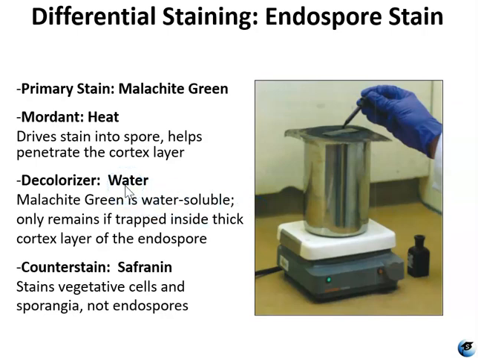Because malachite green is water soluble, it can be removed from the sporangium or from vegetative cells with just water. And then the malachite green will only remain if it's trapped inside of that thick cortex layer of the endospore. Safranin is the counterstain, and it stains vegetative cells and sporangia, but not the endospores.